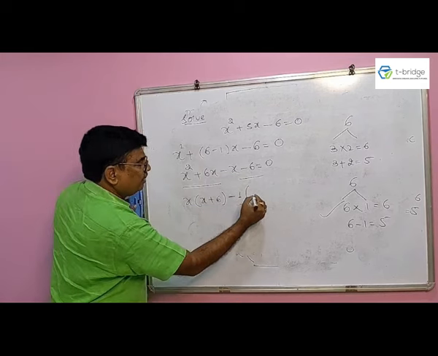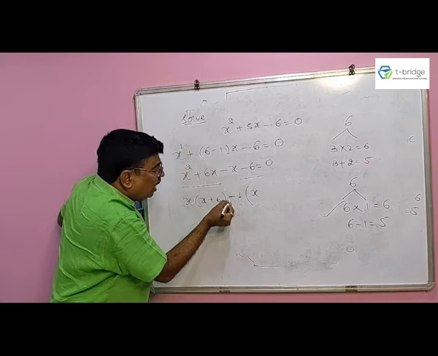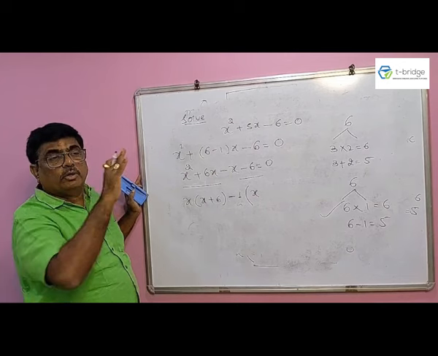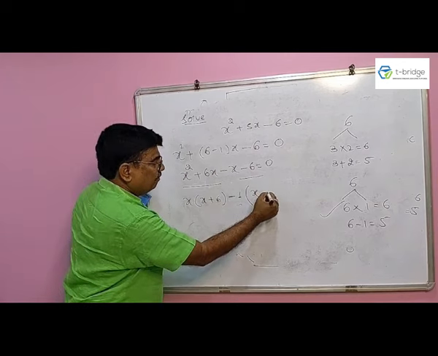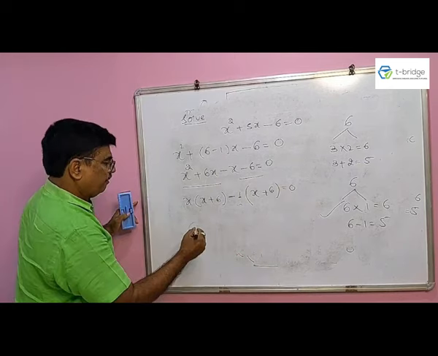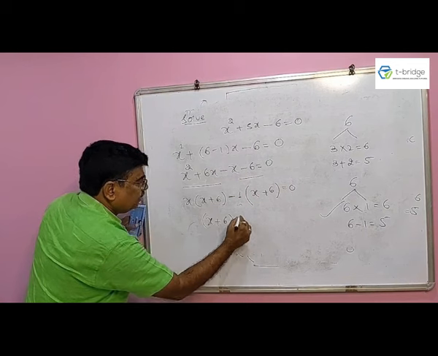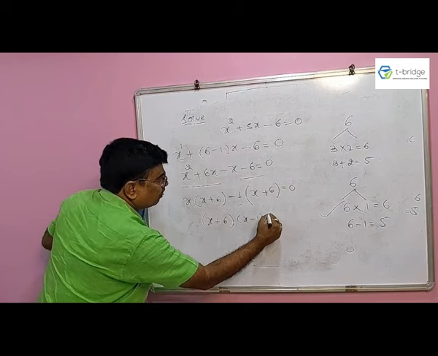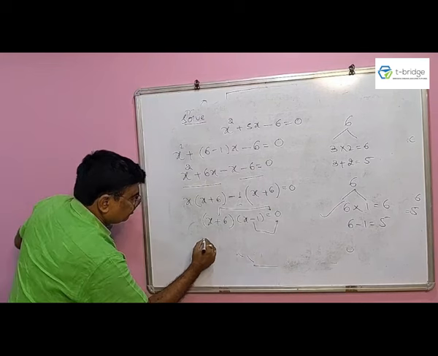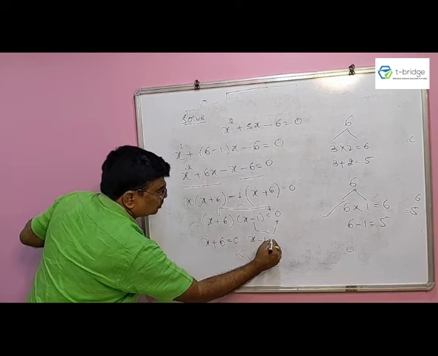What is left in the bracket? x, which x? Positive. If we take the negative outside, inside the bracket positive becomes negative and negative becomes positive. Now this becomes plus 6 equals to 0. Again x plus 6 is common. Left in the bracket x minus 1 equals to 0. Now equate each bracket to 0: x plus 6 equals to 0 and x minus 1 equals to 0.